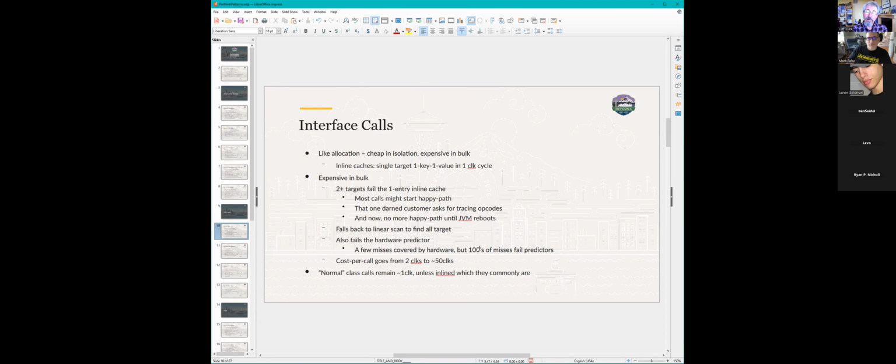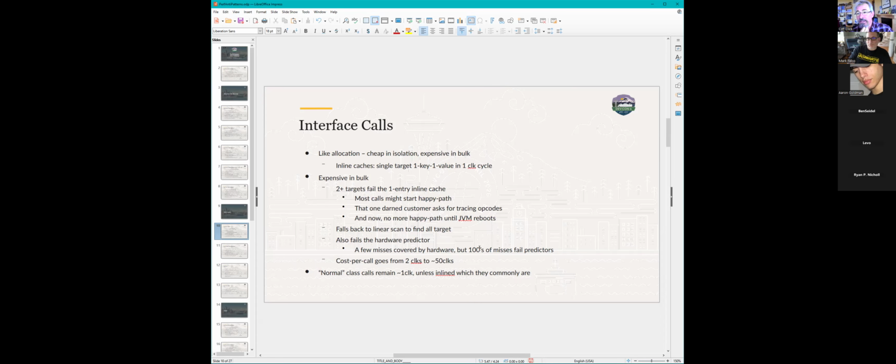But if you had two or more at a call site, you fail the one entry inline cache. And then as soon as you fail the one entry inline cache, you fall back to a linear scan to find all the targets. And the linear scan ends up using shared memory for the final jump, and the hardware predictor can't tell which call path it's predicting for. So as soon as you have some significant count of these, the hardware predictor begins to fail reliably as well, and now you have 20 to 30 clocks for the mispredicted branch, plus a dozen clocks to do the lookup to linear scan.